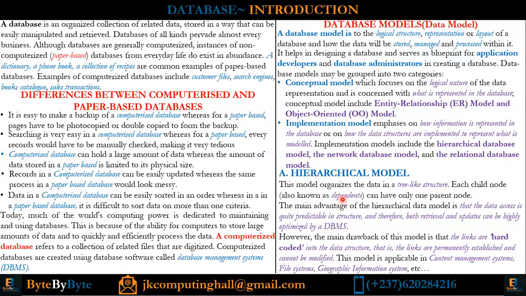The main advantage of the hierarchical model is that the data access is quite predictable in structure, and therefore both retrieval and update can be highly optimized by database management systems. That's the main advantage of hierarchical model. Retrieval and updates of records can be highly optimized by a database management system. When we talk of optimize, it means that the time of doing such operation can be minimized.